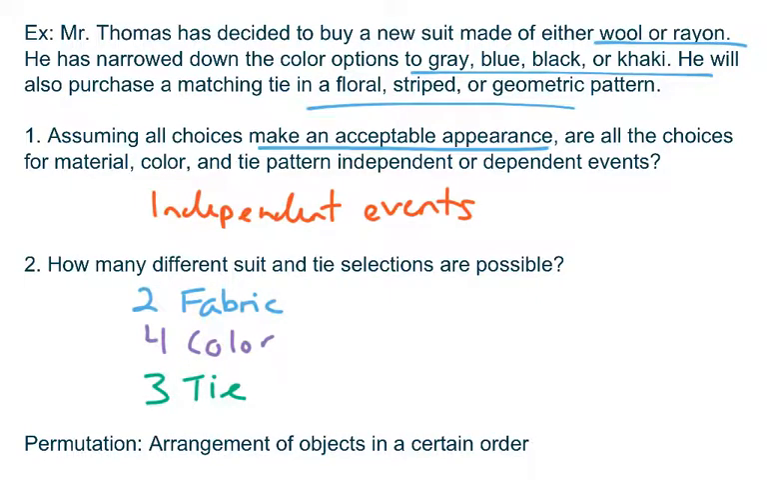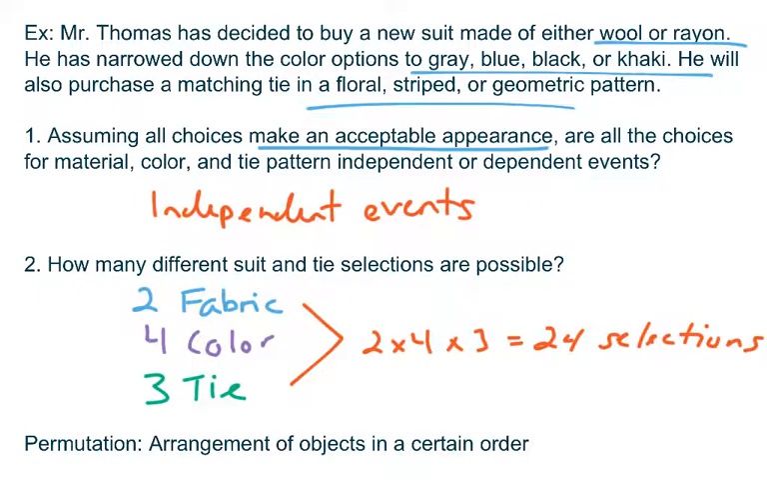What we're going to do is multiply these 3 together, because that's what the fundamental or basic counting principle tells us. If the options are independent, the number of combinations possible is the product of all the options for each individual selection. So 2 times 4 times 3, 2 times 4 is 8, times 3 gives me 24 selections, or 24 possible suits that we can purchase.